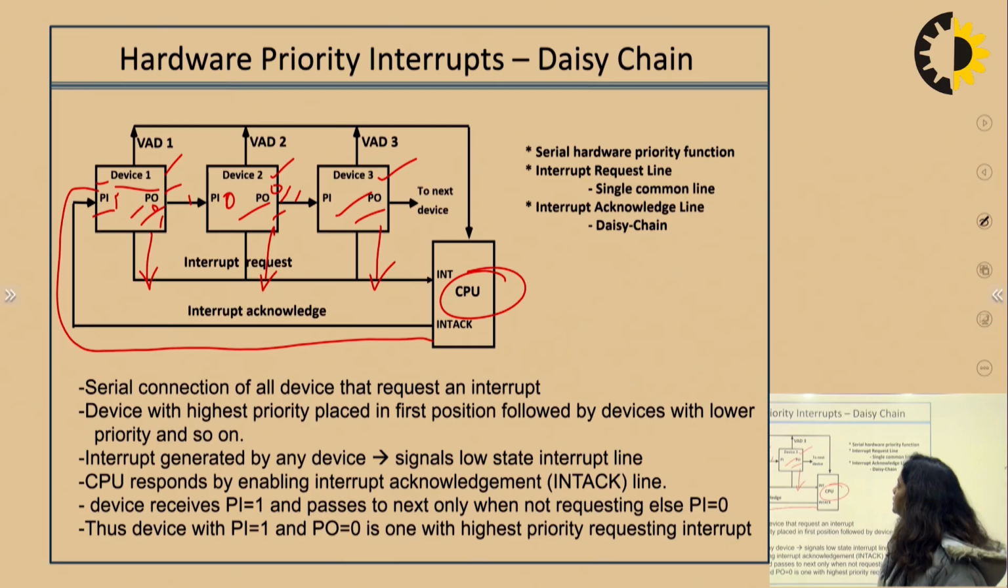Okay, so it is a part of a hardware priority interrupt. So in a hardware priority interrupt, the interrupts which are being generated by the hardware devices, that are hardware priority interrupts. So this kind of scheme is being used for serial hardware priority functioning, for interrupt request lining, and for the interrupt acknowledgement lining. So this is known as the daisy chaining priority.